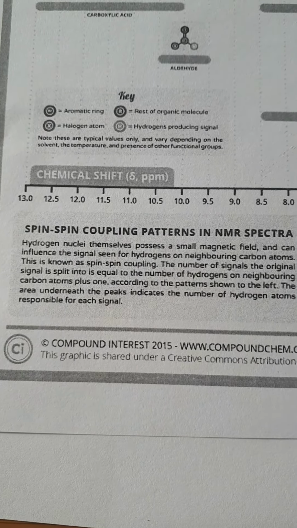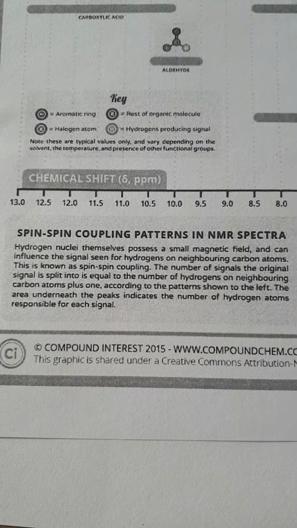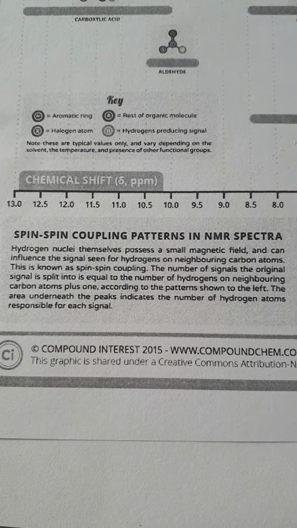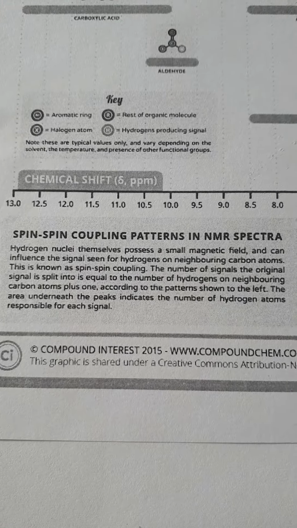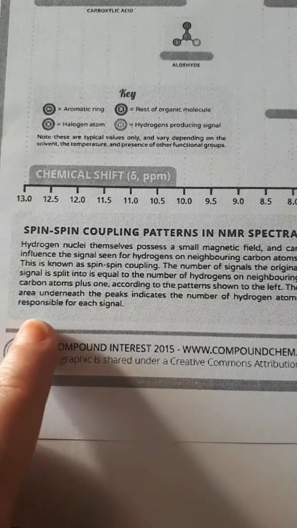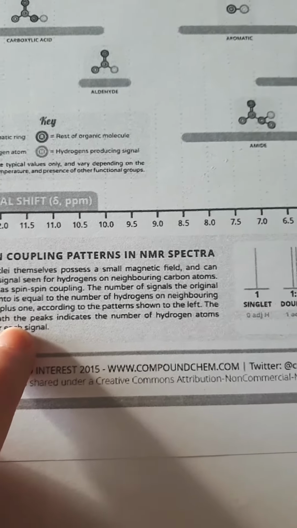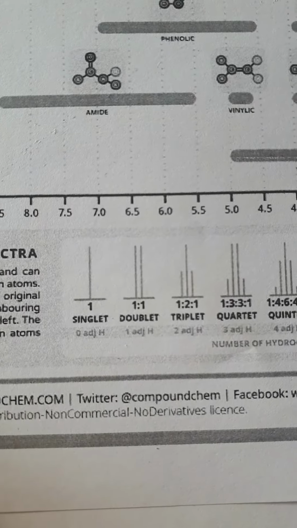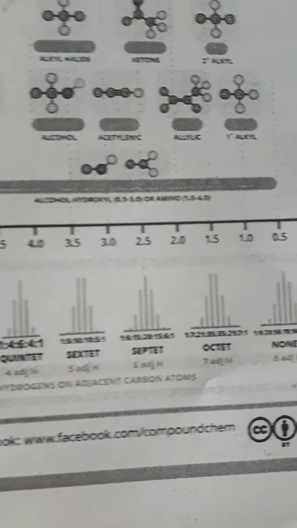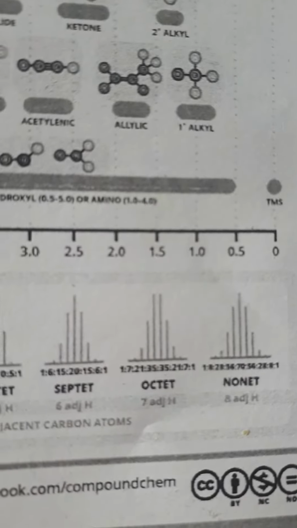This is known as spin-spin coupling. The number of signals the original signal is split into is equal to the number of hydrogens on the neighbouring carbon atoms plus 1. So that's a good thing there, plus 1, according to the pattern shown on the left. So here we have a singlet, doublet, triplet, quartet, quintet, sextet, septet, octet, nonet. Now you don't really see anything down here much.